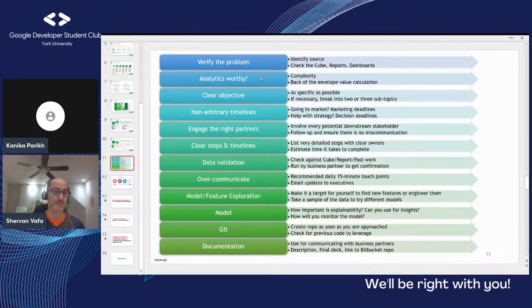Second step is, okay, is this even worthy of my time? Right? You might be a machine learning expert. Does this problem require machine learning or not? Right? So there's two components to that. Is there enough complexity here for me to work on? And is there enough value in this? Because building a model is very, very expensive. It's a very expensive investment to make, right?